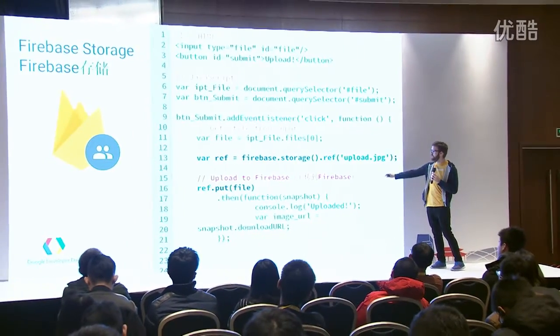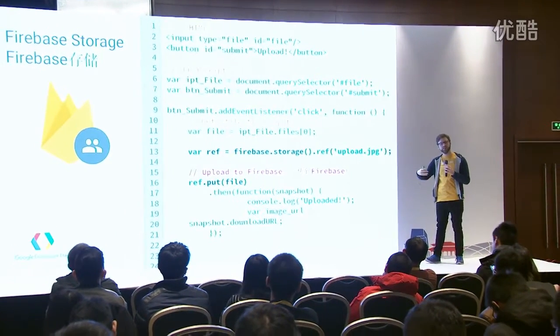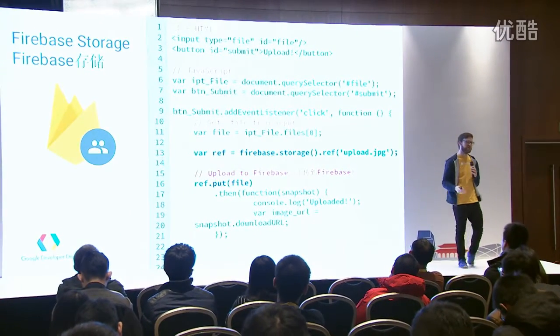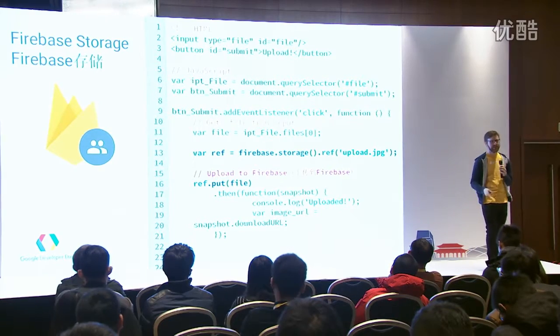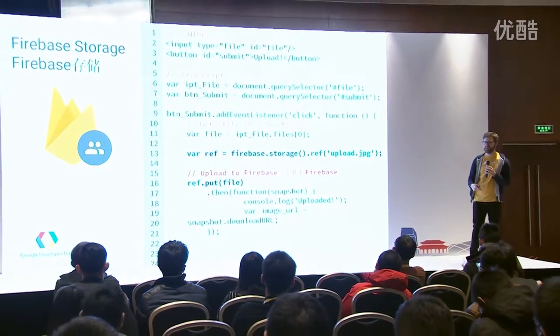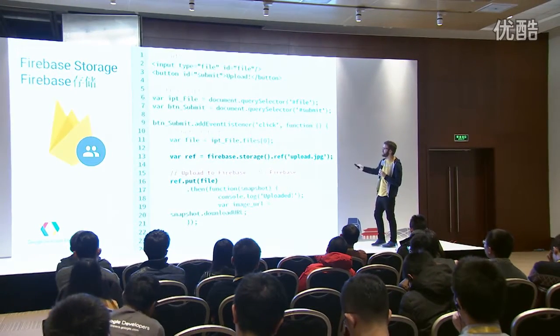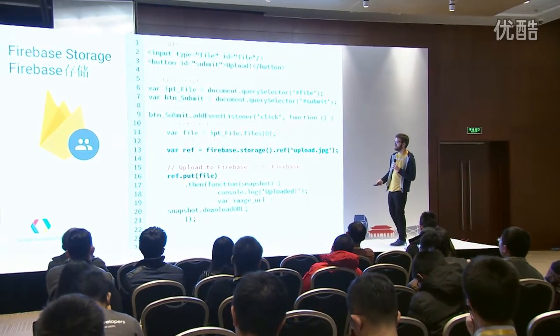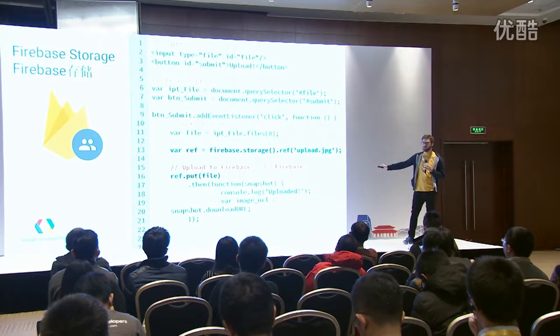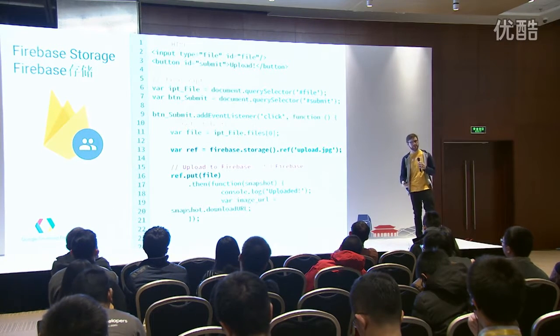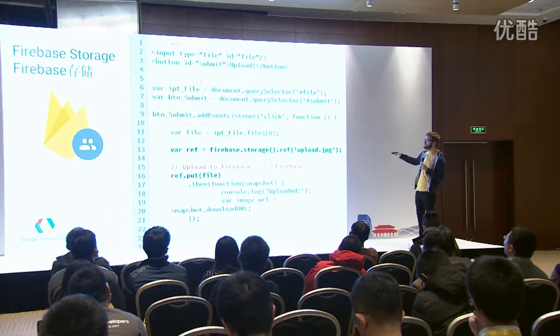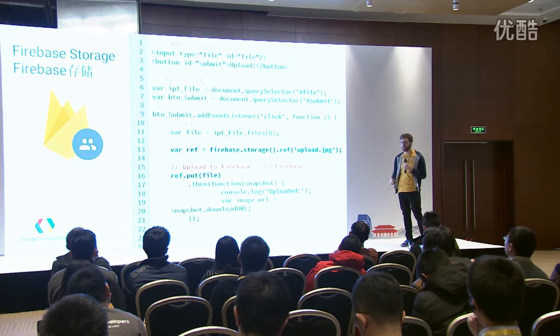So Firebase storage.ref, upload.jpg. So we're saying we want to upload this to upload.jpg. It doesn't matter what the file is that the person is uploading. If it is named hello world 123, it will be uploaded to upload.jpg. And then below, we'll do ref.upload, and this is the actual call to upload the file. And this is all it takes to store that file the user selected on our server.